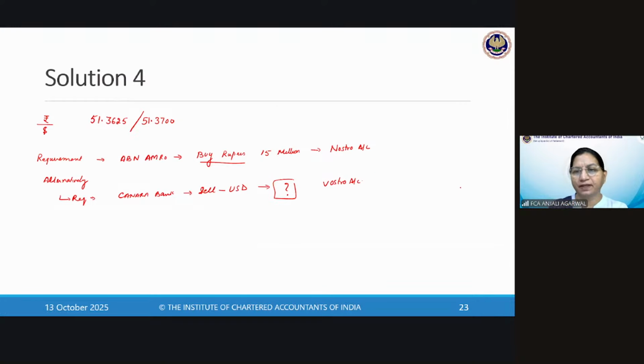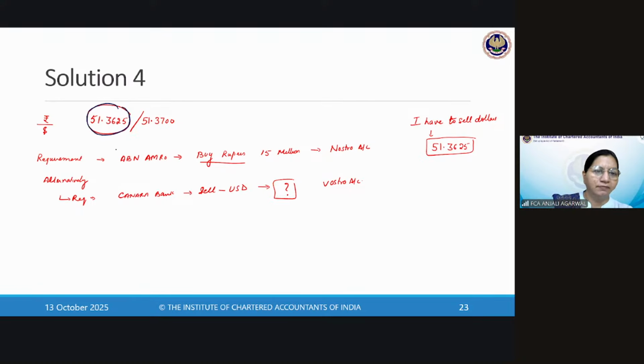Okay. Let me say, I have to sell dollars. So in that case, it would be 51.3625. If I have to sell dollars, it is 51.3625 because the bank will pay me less. They will not pay me more. They will pay me less. So I have to sell. So from bank side, it's buy. This rate will be applicable. Is it clear? Okay. Yes.